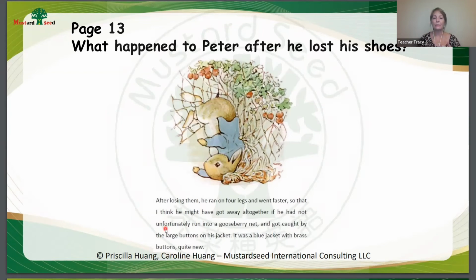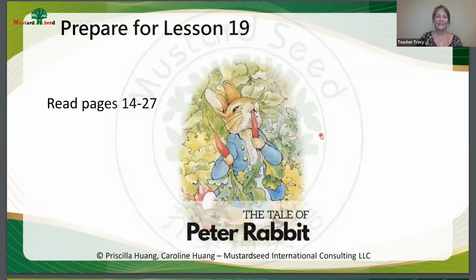We start very slowly, un-for-tu-nate-ly, and then put it together in a faster way. Good job on that, Lucy. It's a good job. All righty.